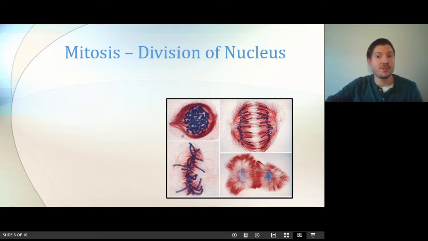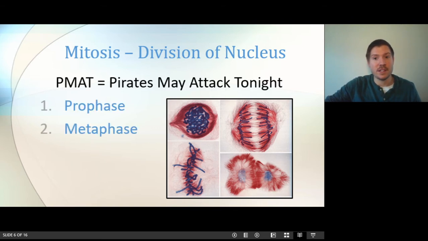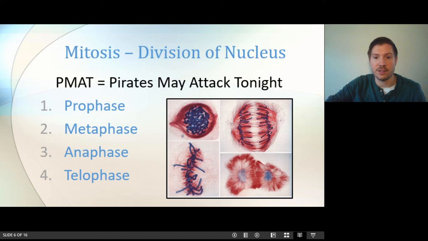Mitosis is divided into 4 stages. Their names are prophase, metaphase, anaphase, and telophase.